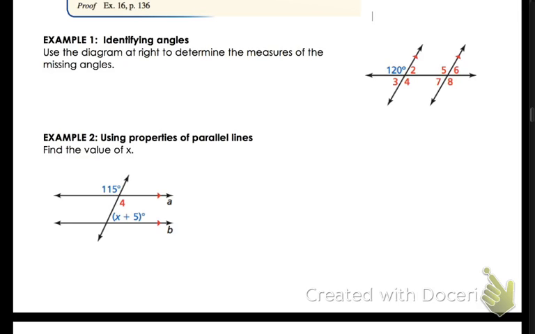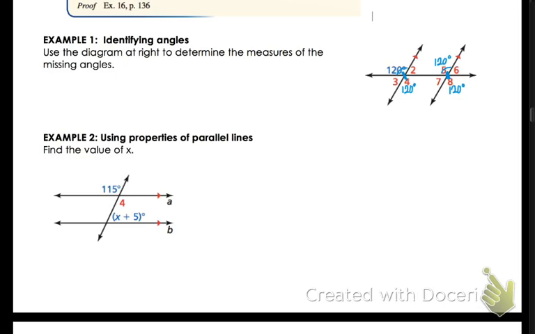And there's lots of ways that you could do this. But I look first of all at 120, and the first thing that I think is, well, it's corresponding with 5. So that means 5 is also 120. Then I know that these 2 and these 2 are going to be vertical angles. So that means 4 is 120 and 8 is 120.